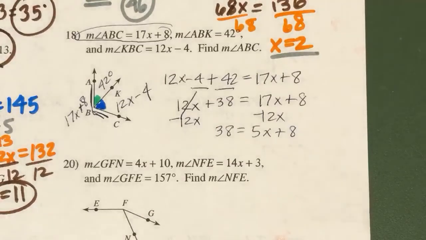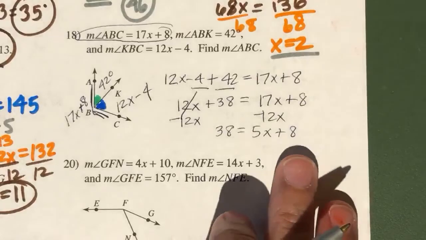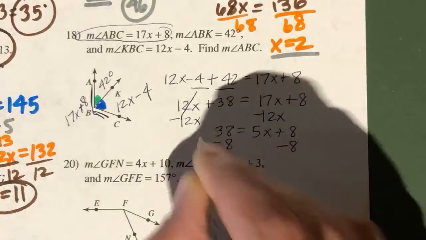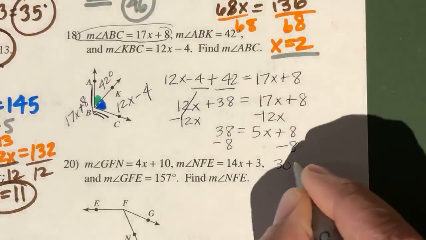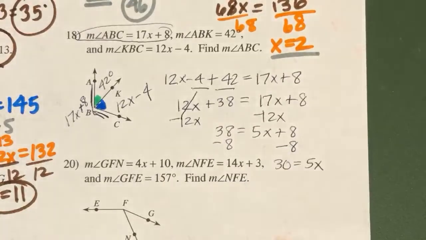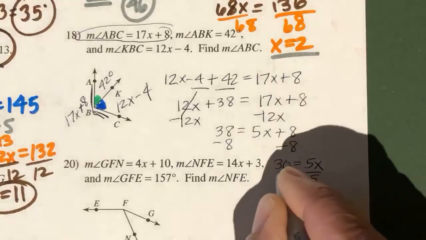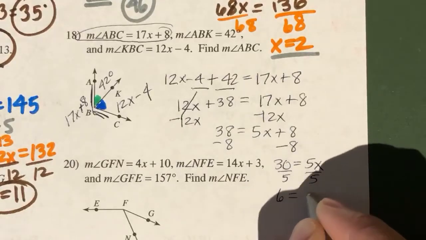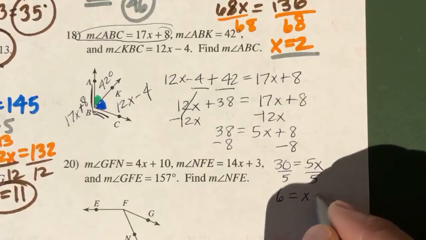Okay. And now I want to move the 8 back over. So I'm going to move the 8 minus 8 to the other side. And that leaves me with 30 equals 5x. So basically this is just all the algebra. I think a lot of people got hung up on having the x's on both sides of the equation. Then when I divide by 5, 30 divided by 5 is 6. So x is equal to 6.